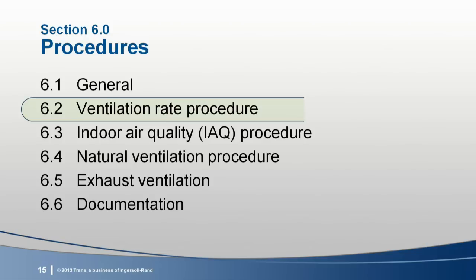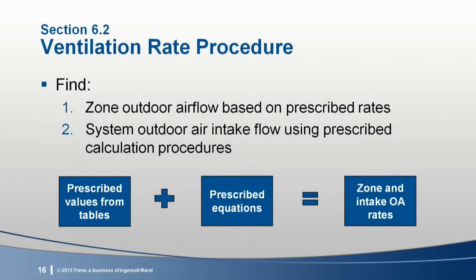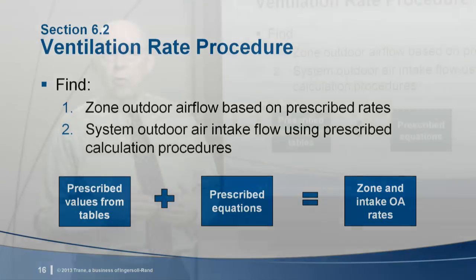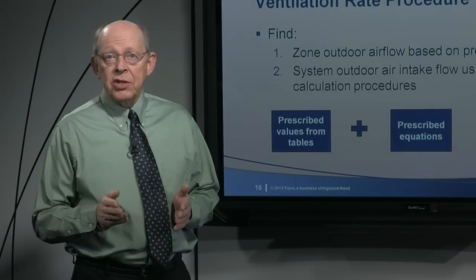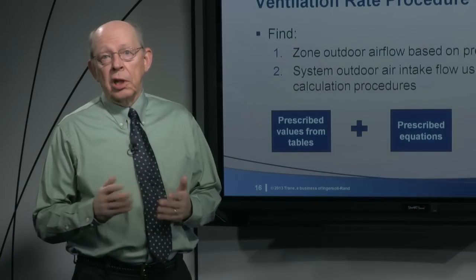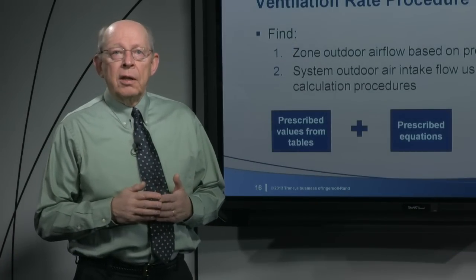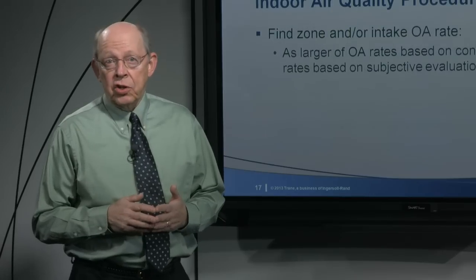The ventilation rate procedure is most widely used. It prescribes zone-level outdoor airflow rates in a table, and it prescribes equations and calculation procedures needed to find both zone and system-level rates. Most designers understand it and use it, and it's the basis for mechanical codes. Of course, it has a few tricky spots, so we'll go over an example a little bit later. Next is the indoor air quality procedure.